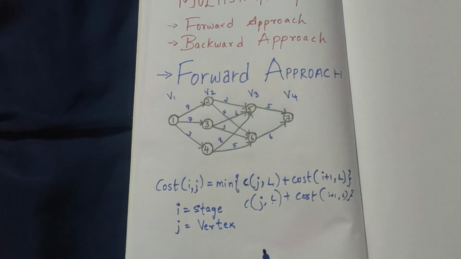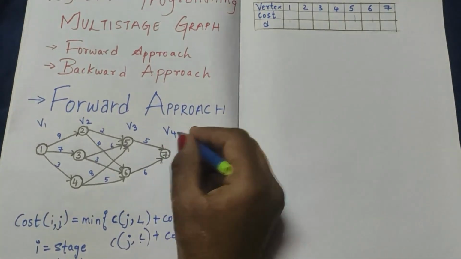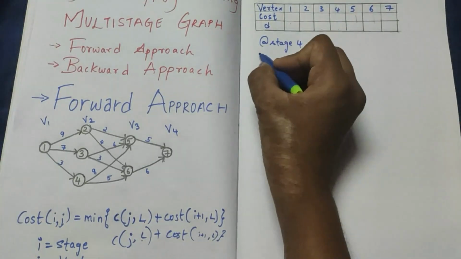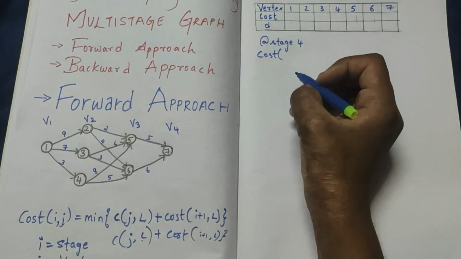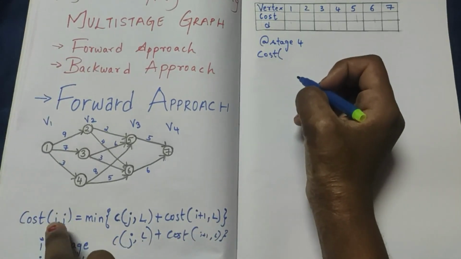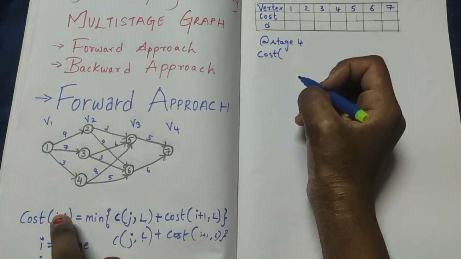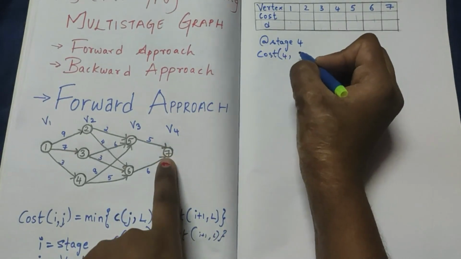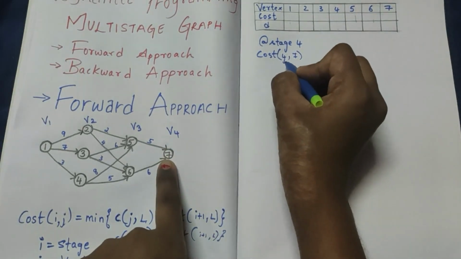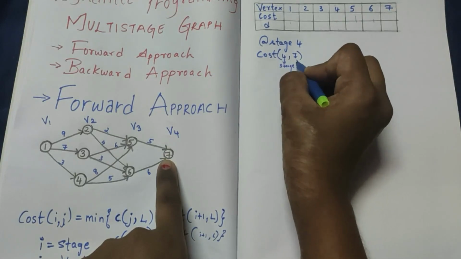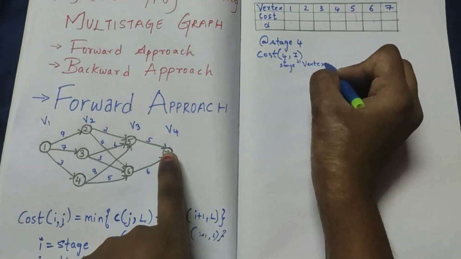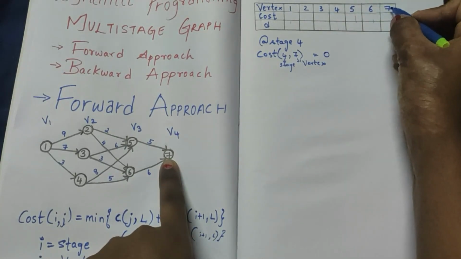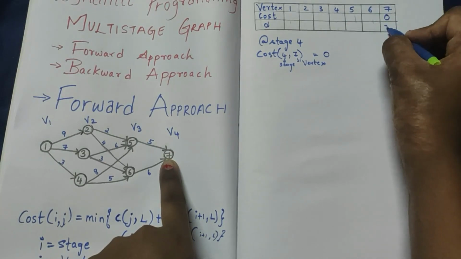Now let us solve this forward approach. We'll start from stage 4. So at stage 4, we need to find out the cost. As I told you in the formula, cost has i and j. So i refers to the stage and j is the vertex. So i is the stage, stage 4 comma 7 is the vertex. So this is your stage and this is the vertex. So what is the cost? It is 0. So you need to update in this table that for vertex 7, the cost is 0 to reach 7.